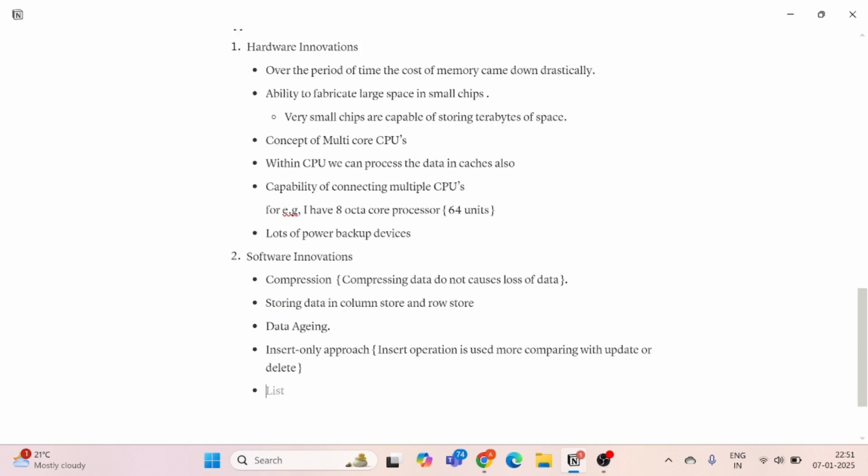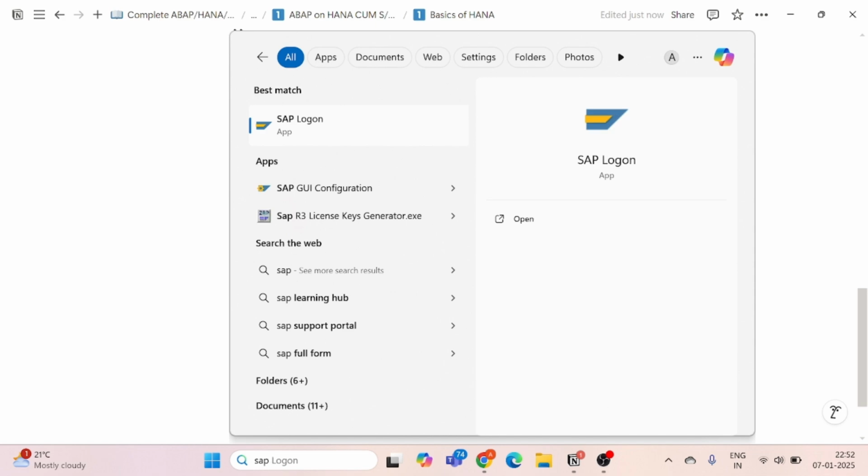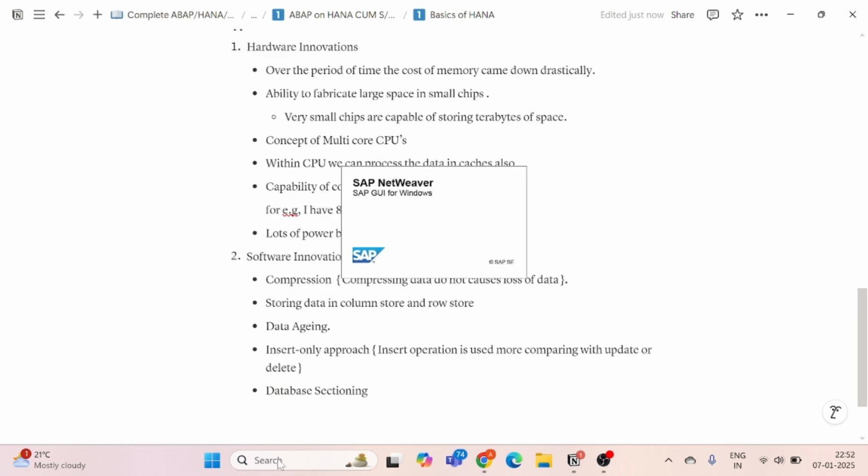Okay. Then we have database caching and database sectioning also. So we do not store data randomly in our database, right? Data like master and transactional data, we first group them and then we store them in a particular section of our database. That's what you see here. If you want to check, you can go and open any table. You'll find the same. I'm opening it.